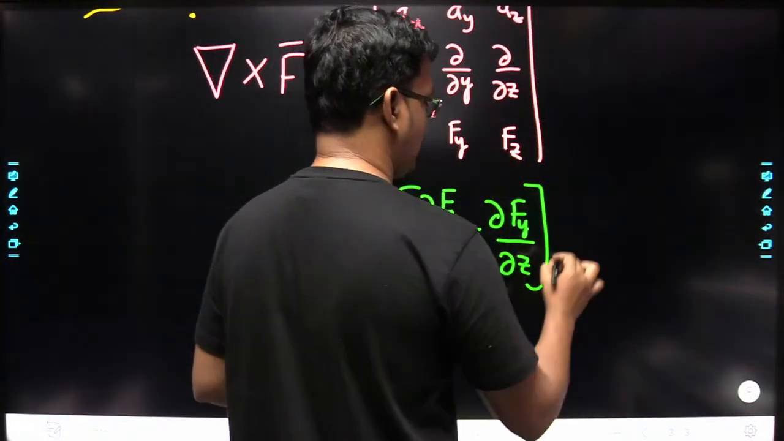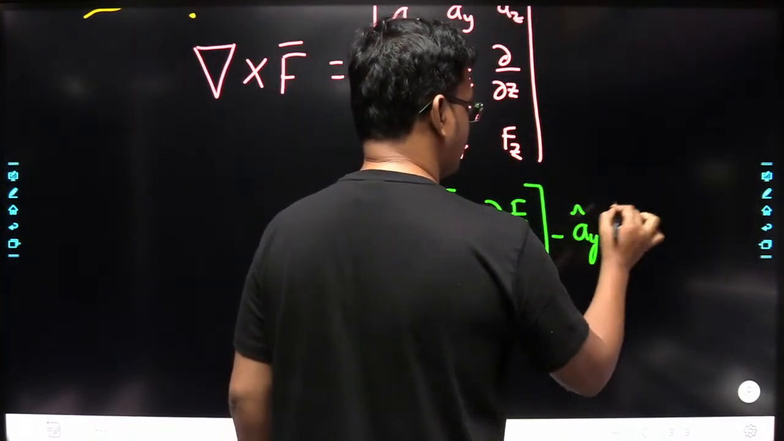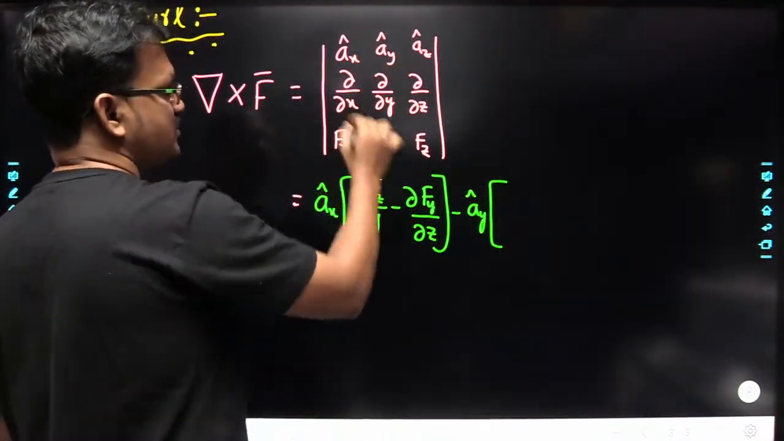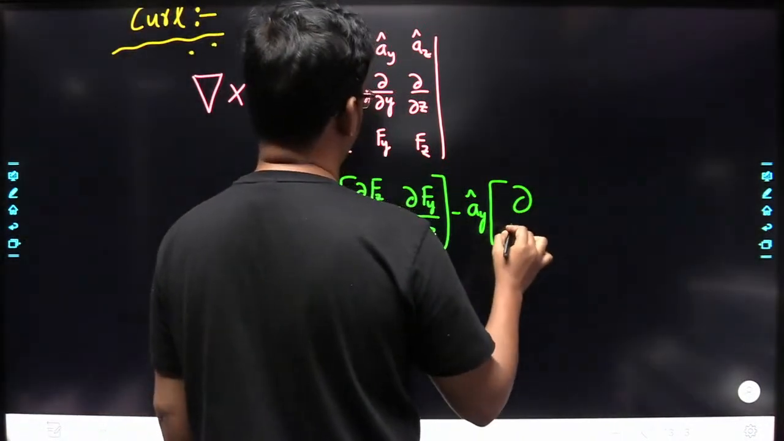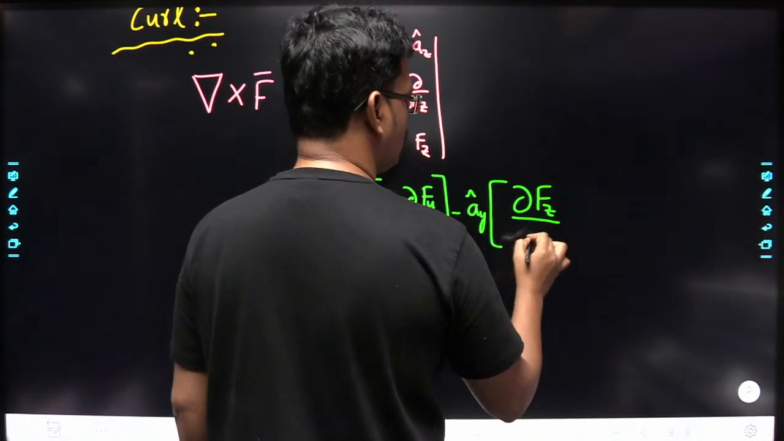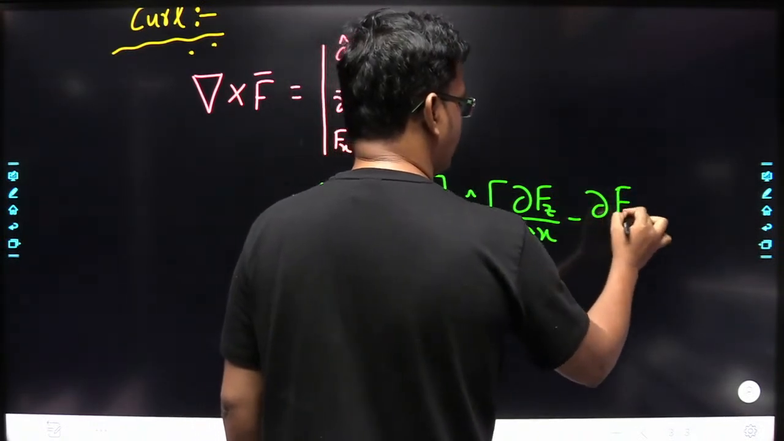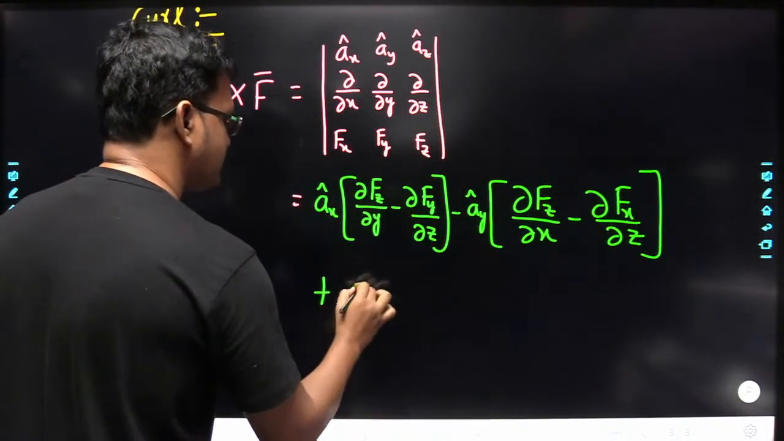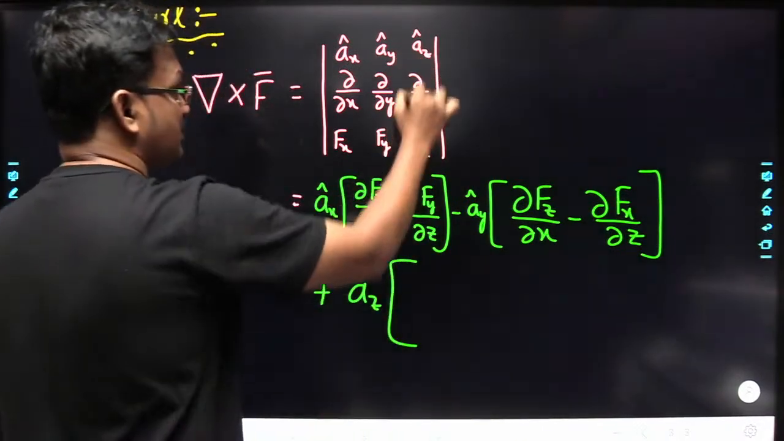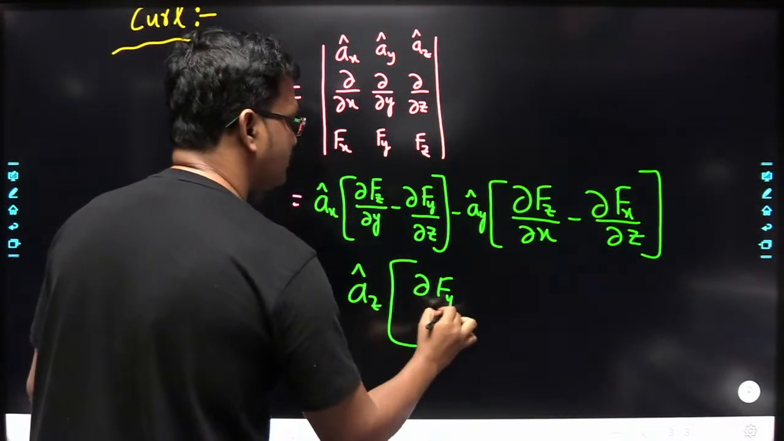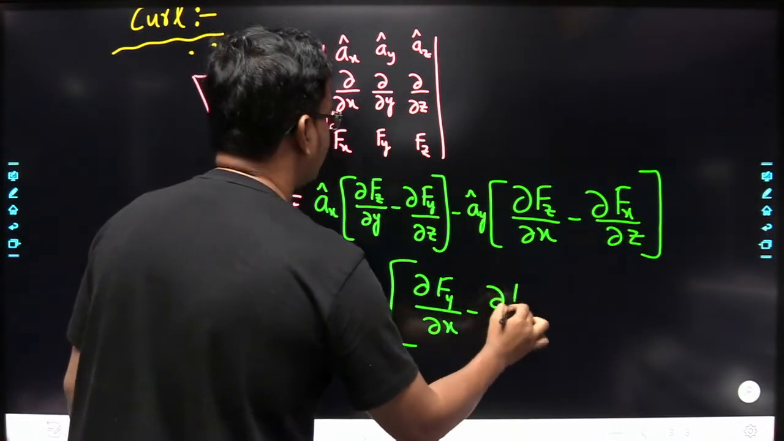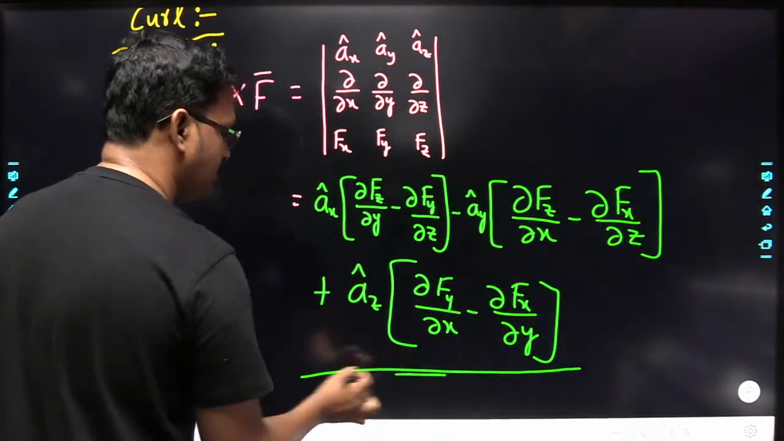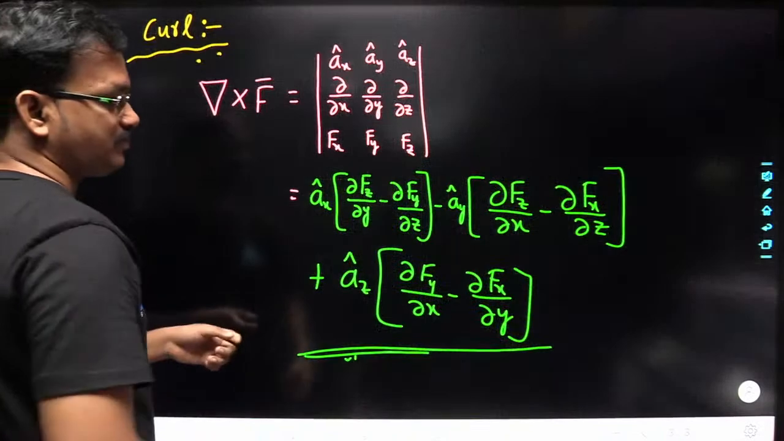right? Minus ay cap into, you are going to get dou fz by dou x minus dou fx by dou z, right, plus az cap into dou fy by dou x minus dou fx by dou y. So this is the mathematical representation of curl here.